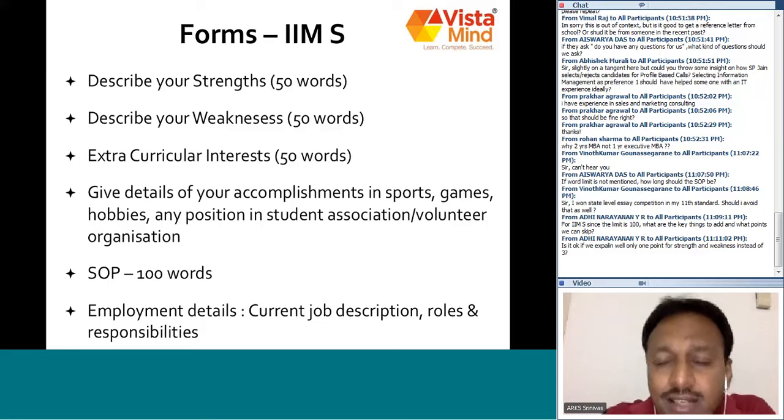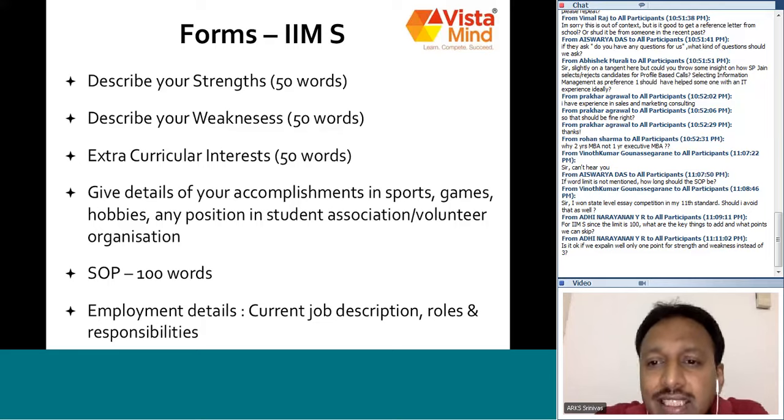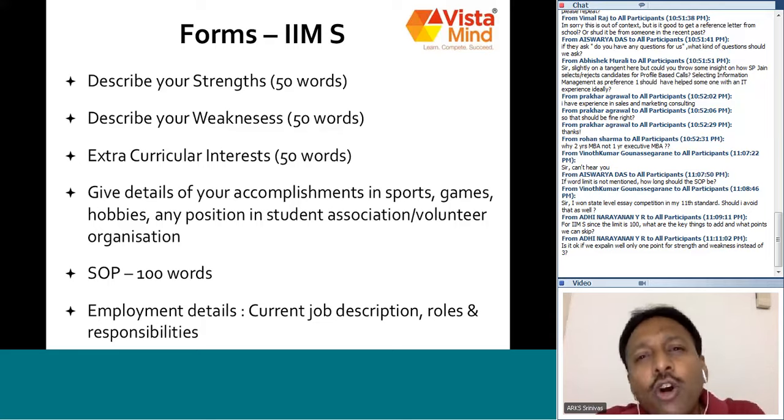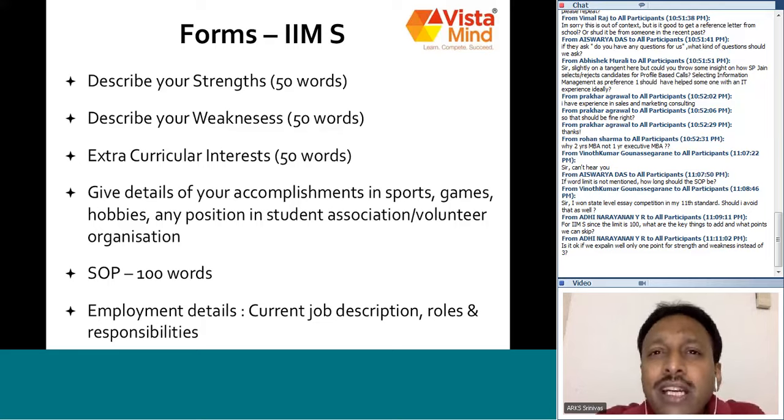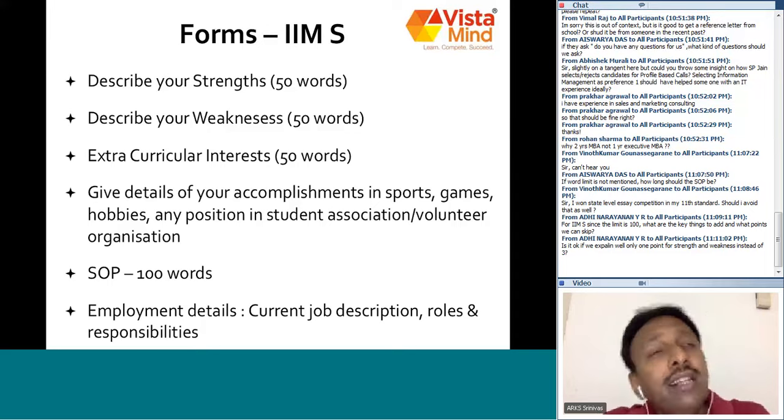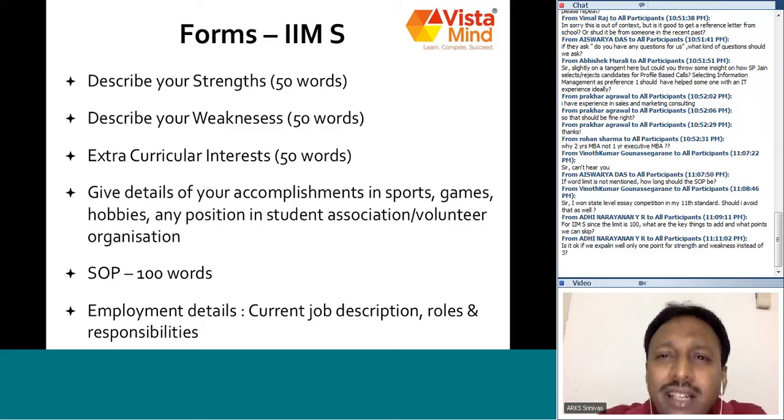And last but not the least, employment details, current job description, roles and responsibilities. People write roles and responsibilities in a very pathetic manner. My role is to ensure that all tickets that come to me, I redistribute to my teams. What's a great deal about that? Or I am supposed to solve any problems which arise at the client end, or some such statements. Please be a little aware. Make sure that you put it in 1, 2, 3, 4 points, so that it becomes very specific to your employment.